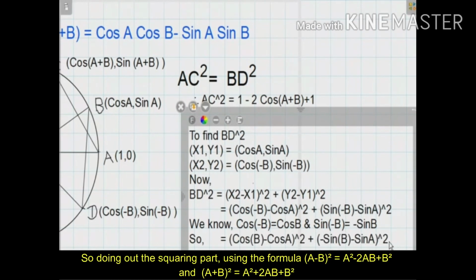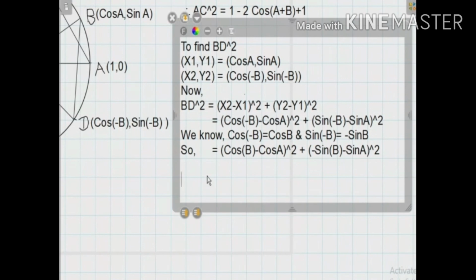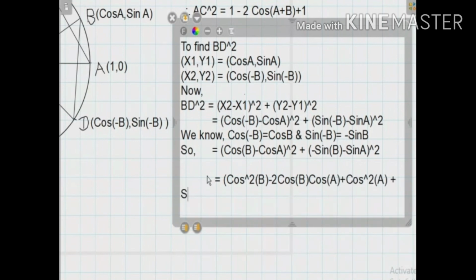So doing out the squaring part, using the formula (a minus b) whole square is equal to a square minus 2ab plus b squared, and (a plus b) whole square is equal to a square plus 2ab plus b squared, we get BD square as (cos B minus cos A) whole squared becomes cos square B minus 2 cos B cos A plus cos square A, and (negative sin B minus sin A) whole squared becomes sin square B plus 2 sin B sin A plus sin square A. So we have now cos square B minus 2 cos B cos A plus cos square A plus sin square B plus 2 sin B sin A plus sin square A.